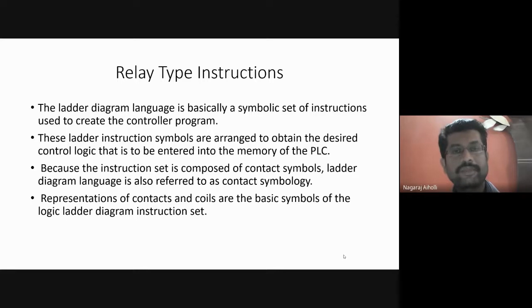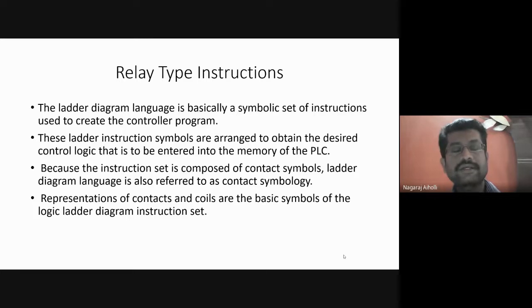Similarly, the instructions used in the PLC ladder diagram are meant to perform a specific function. That is what we call the ladder diagram or the ladder rung. Each rung consists of a certain set of instructions used to create the controller program. They are used to create a program which controls the operation of the entire PLC.